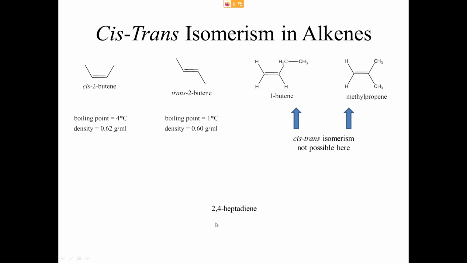Okay, so look at this name at the bottom. 2,4-heptadiene, right? So how long is it? Hepta means 7 carbons. It has a double bond. There's the ene ending. In fact, there are 2 double bonds. That's why the di is stuck right there.